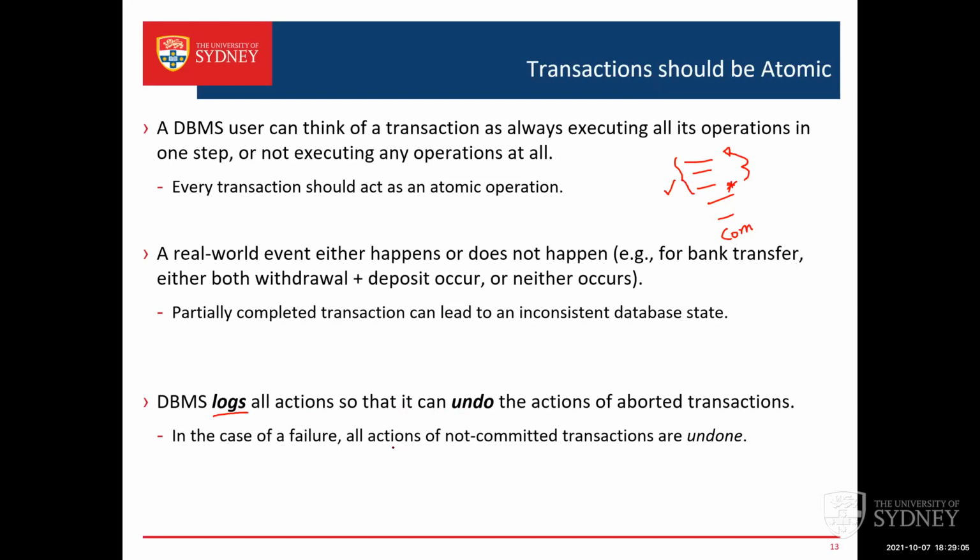So in the case of a failure, all actions of not committed transactions are undone. If I cannot reach commit, that simply means that all of these are uncommitted. So you will undo all of those using this log file that we have. Someone is talking about rollback. Yes, I have not used that term yet, but we'll talk about rollback too. But probably if you are familiar with rollback, you understood that is what I am talking about.